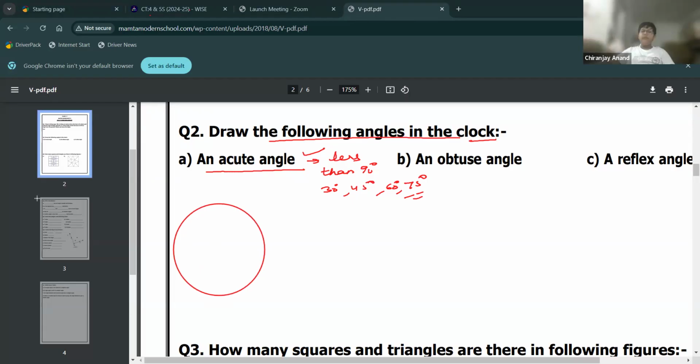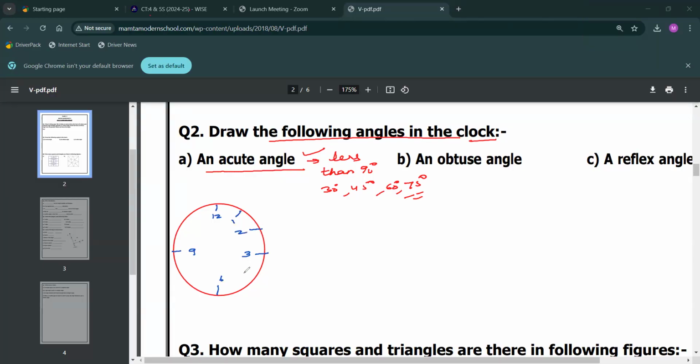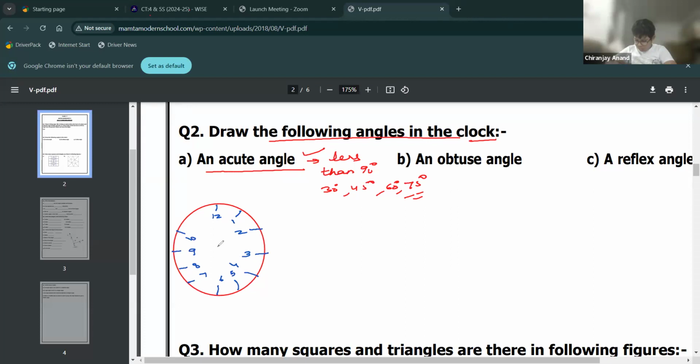Now write the numerals like this. See, here will be 12, right, beta? And here will be 6. Here is 3. And here will be 9. Clear? So here it will be 1, then 2. And here will be 4 and 5. Here will be 7 and 8. And here is 10, 11 and 12. Right, children? Now I have asked you to draw an acute angle.